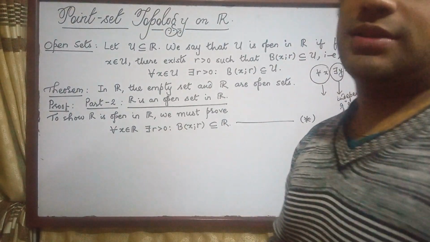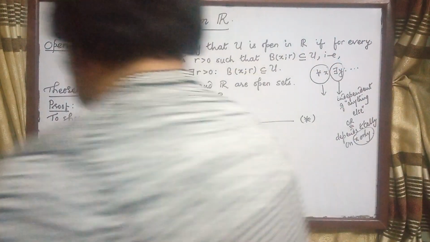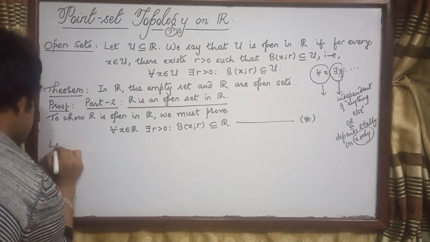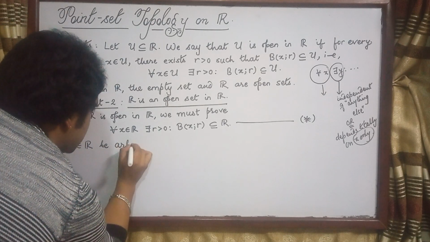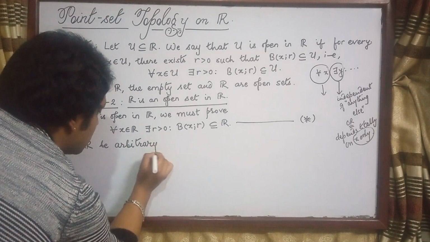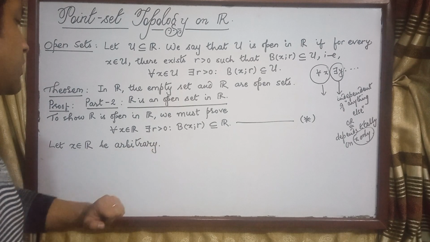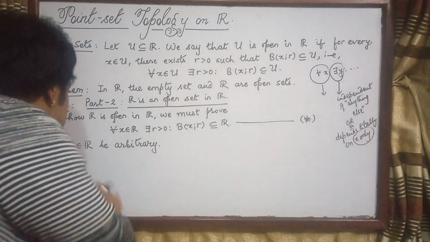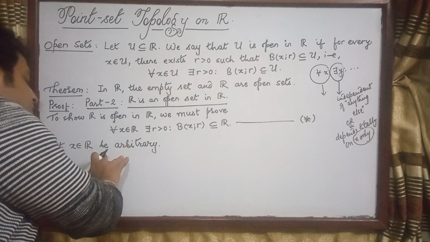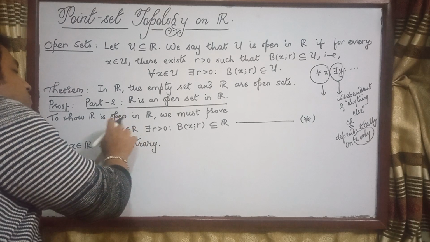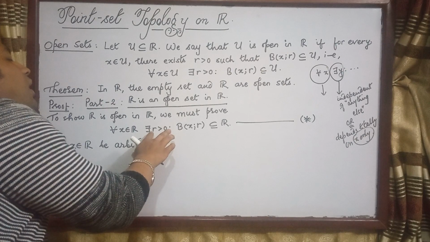So to prove this statement, now R is not an empty set. So what we are going to do is, let x belong to R be any arbitrary element of R. Be arbitrary. Now, after choosing some arbitrary x as prescribed by this condition, what we need to do next is that we need to define R.